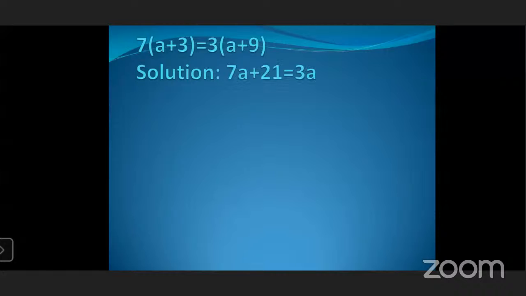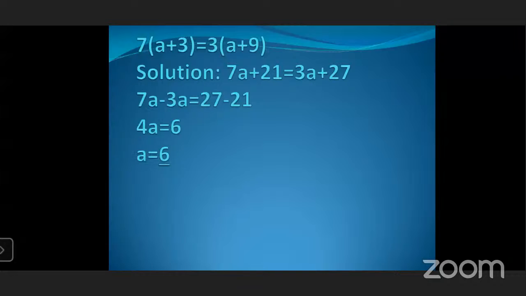Now, this kind of question where we have brackets to be opened: 7 into a plus 3 is equal to 3 into a plus 9. Now the solution: 7a plus 7 into 3, 21. 3a plus 3 into 9, 27. We are opening the brackets. We are multiplying by 7 and 3 on both sides, like both the brackets.